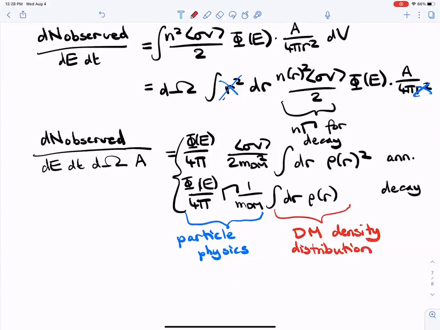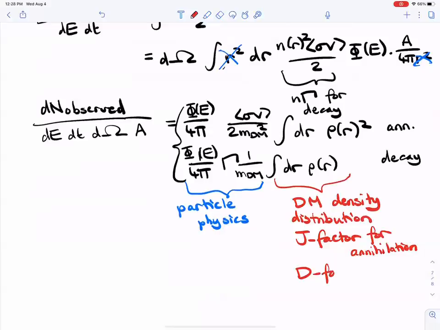So these quantities on the right-hand side are typically called, for annihilation, the J factor, and it's sometimes called the D factor for decay. I should note, the question of whether you put the 1 over 4 pi in the particle physics piece or the J factor piece is not a settled convention. So if you are looking at people quoting J factors in the literature, check whether they have defined it with or without the 4 pi.